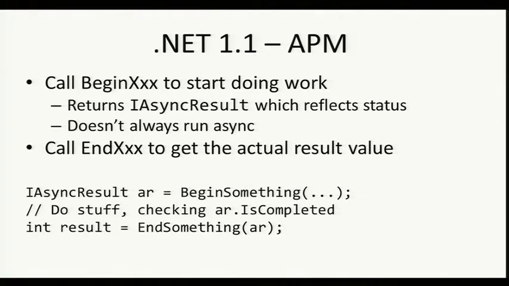And then when you want to get the actual result of the asynchronous operation, you call the end method, you pass in the async result, and you get back the result of the asynchronous operation. So this is some example code of what it looks like. The IsCompleted property on IAsyncResult is how you check to figure out if the operation is done.